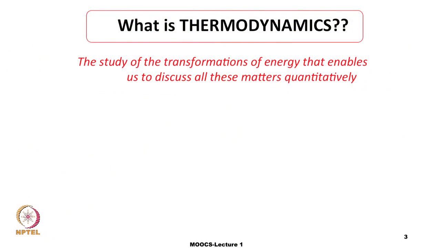Let us first discuss the meaning of thermodynamics. What is thermodynamics? Thermodynamics is a branch of science which deals with the transformations of energy that enables us to discuss all these matters quantitatively. I specifically emphasize the word quantitatively, because there are two ways of understanding a process. One is in a qualitative manner, in the sense that the process happens or it does not happen. The second is that we want to make it quantitative, we want to give it some numbers. For example, in thermodynamics we talk about enthalpies, free energies, and entropy changes. So, that makes the process understanding quantitative.